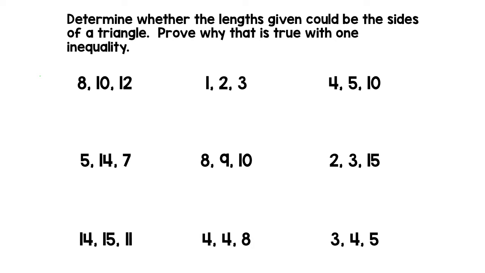So what we're going to do here is add the two shortest sides together. 8 plus 10 is 18, which is greater than 12. So yes, 8 plus 10 is greater than 12, and this could be a triangle. Now, we have 1 and 2 as the two smallest sides. 1 plus 2 is 3. Well, that's equal to 3, not greater than. So no, this could not be a triangle.